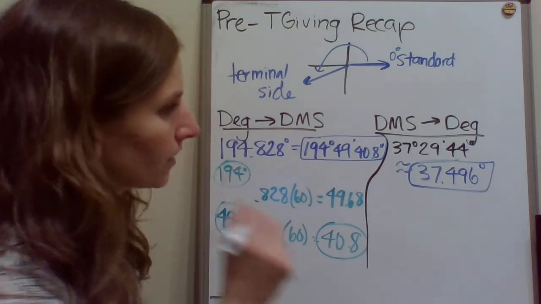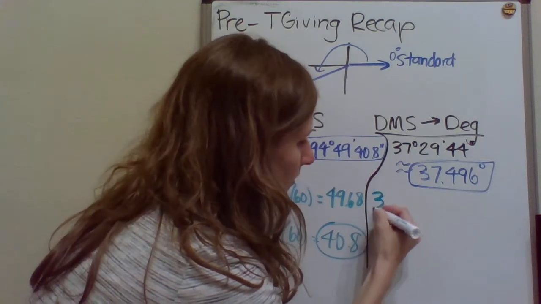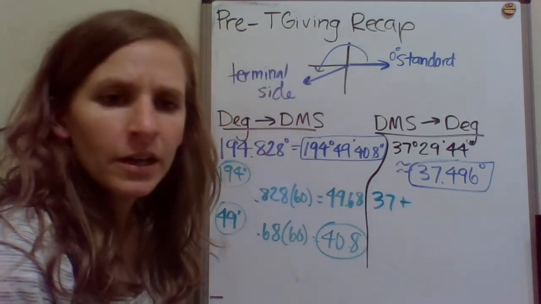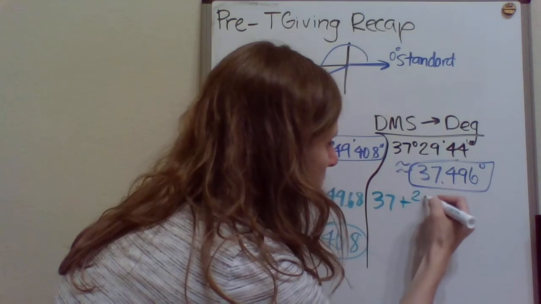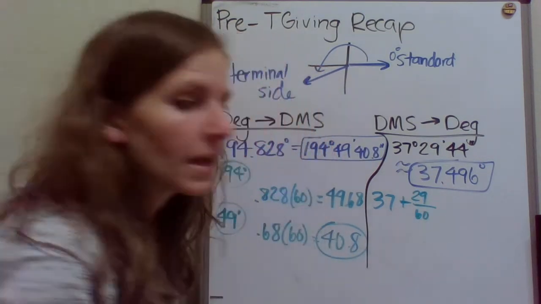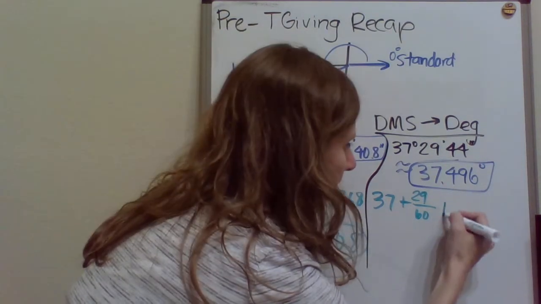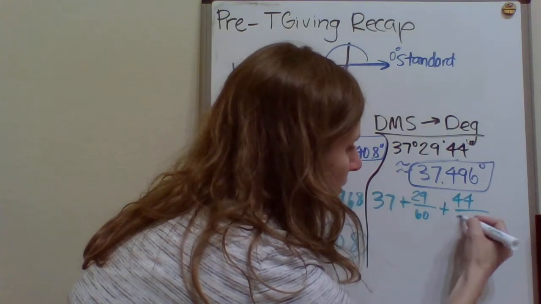By hand, it's also not very complicated, and kind of one fell swoop you can type this in the calculator. Essentially what we're going to do is we know it's going to be a full 37 degrees. 29 minutes can be written as 29 over 60, and then 44 seconds can be written as 44 over 3600.